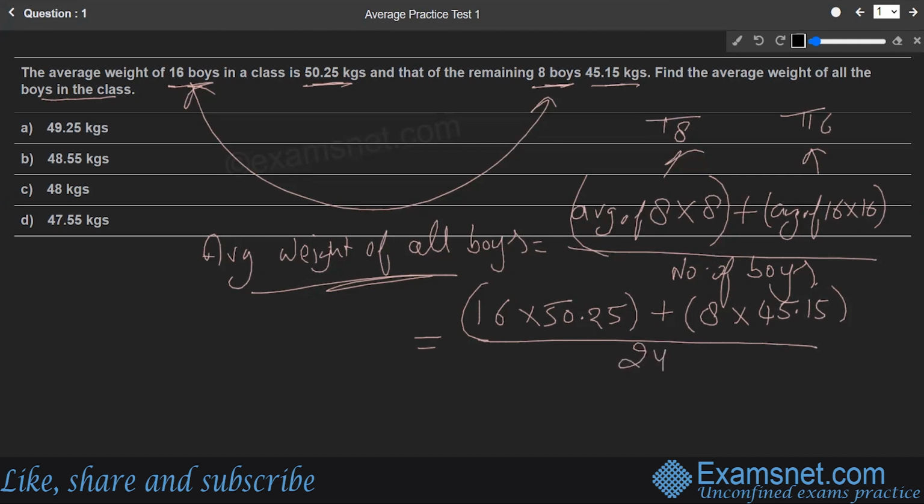Okay, so we are supposed to solve this. If we multiply together, the ultimate total comes to 1165.20 divided by 24. If you solve this and cancel the numbers, you get the answer as 48.55 kg. So that is going to be the right answer. It is available in option number B.